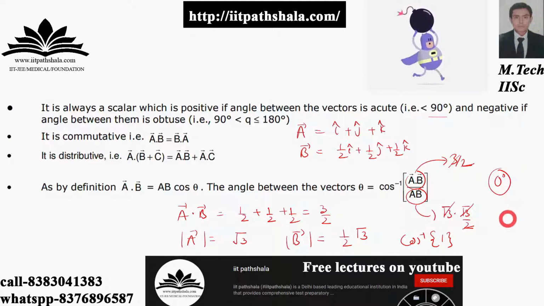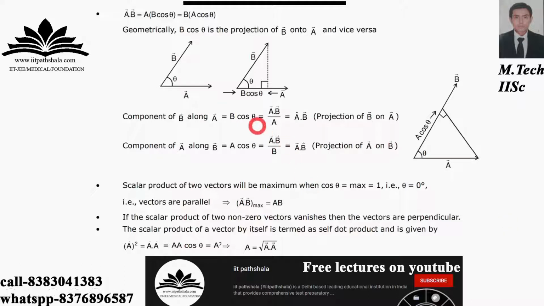Fine. Now let us move to the next property, which says that A dot B is equal to AB cos theta, because I can write it as AB cos theta and put a bracket wherever I want. So I am putting a bracket over here: A into B cos theta, or B into A cos theta.